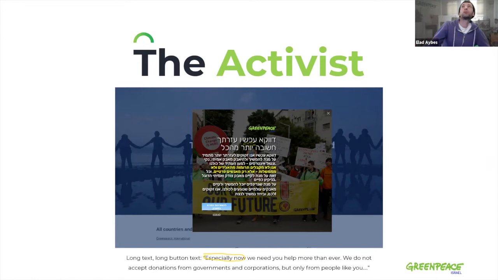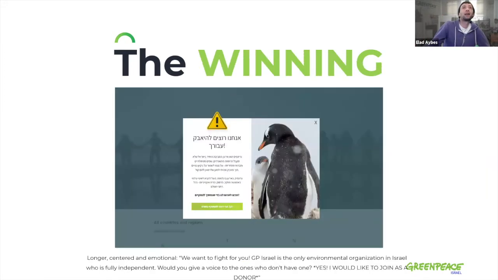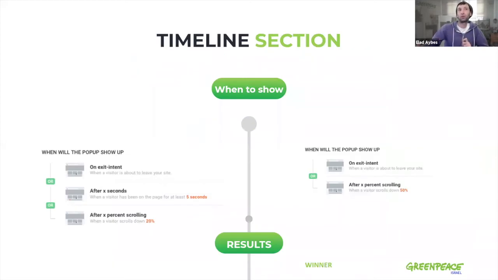You can move forward. And the last one, and it was also the winning one, longer, centered, and emotional. We want to fight for you. Greenpeace Israel is the only environmental organization who is fully independent. Would you give a voice to the one who don't have one? And the button says, yes, I do. And with emotional photo.